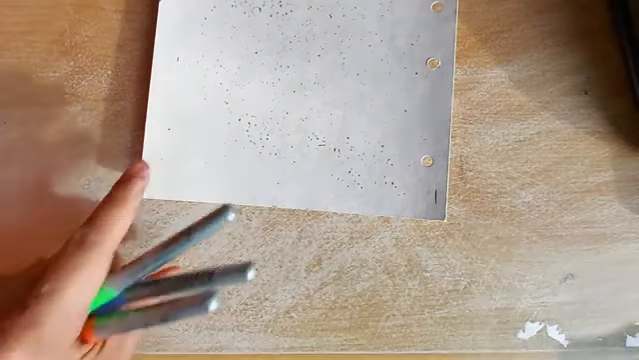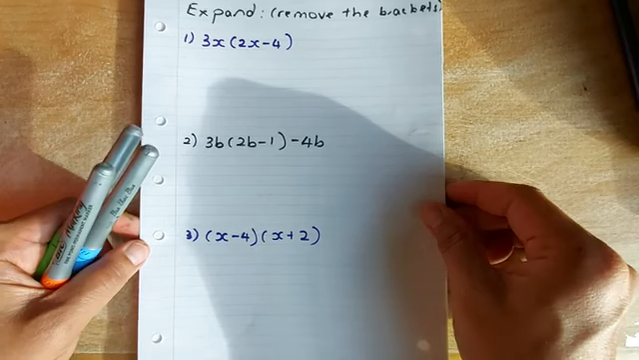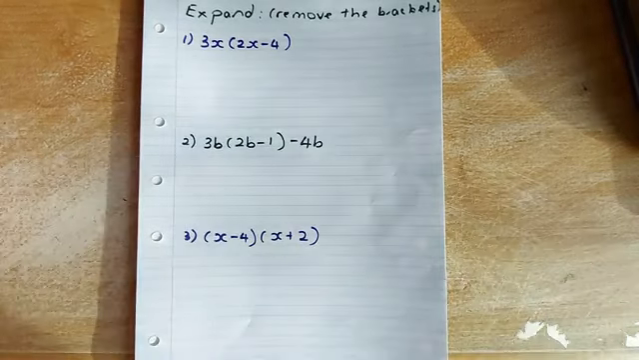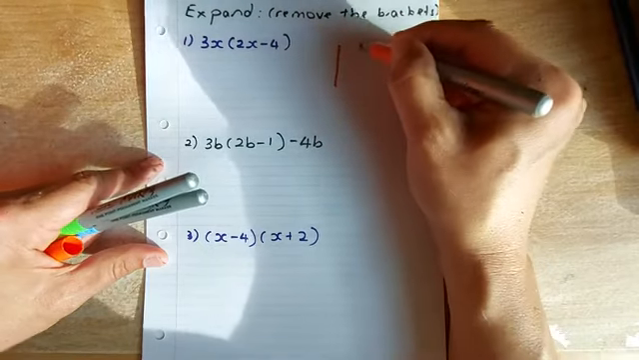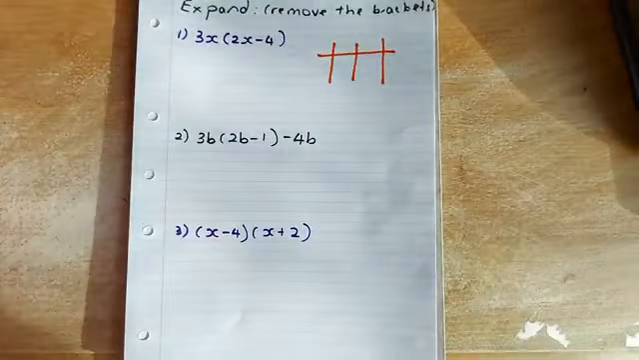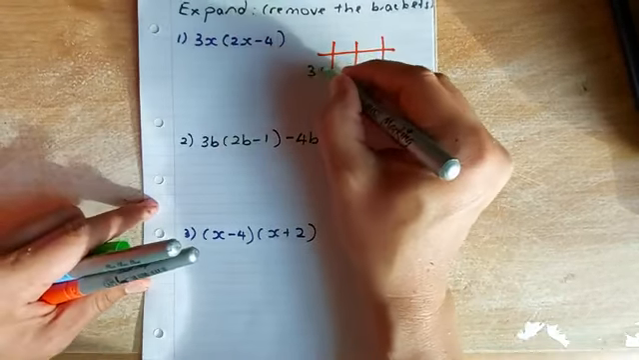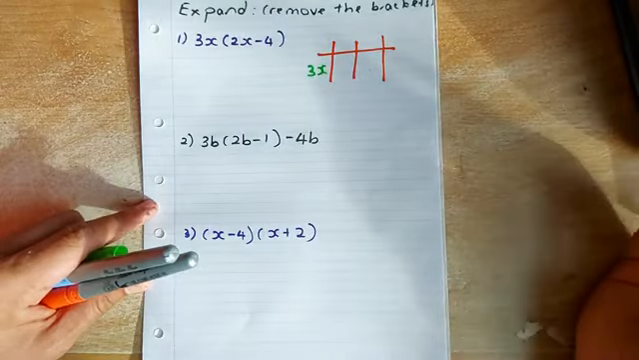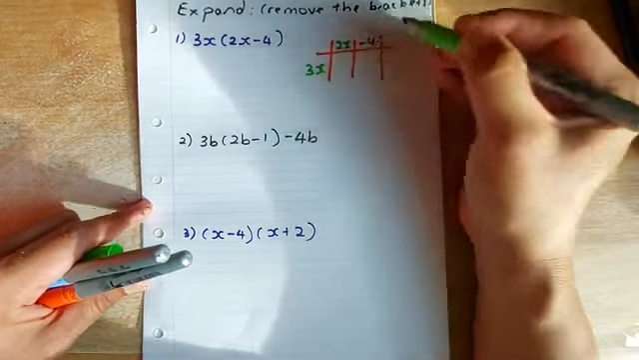Okay, we'll proceed. Now we are going to do expanding. Expanding in algebra means to remove the bracket. So the best way to do expanding is to do the grid. So to do the grid, we just draw a grid. And we're going to put numbers in there. So the first number we're going to put is 3x, because the 3x is there. So 3x. And then 2x over here. And then minus 4 on that side.